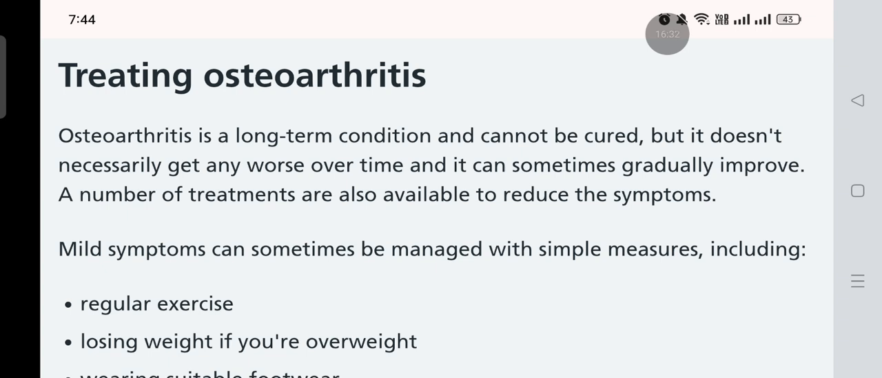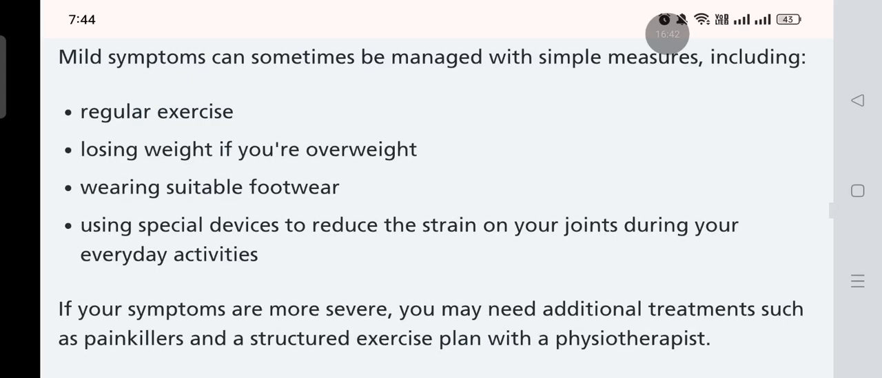Mild symptoms can sometimes be managed with simple measures, including regular exercise, losing weight if you are overweight, wearing suitable footwear, and using special devices to reduce the strain on your joints during your everyday activities.